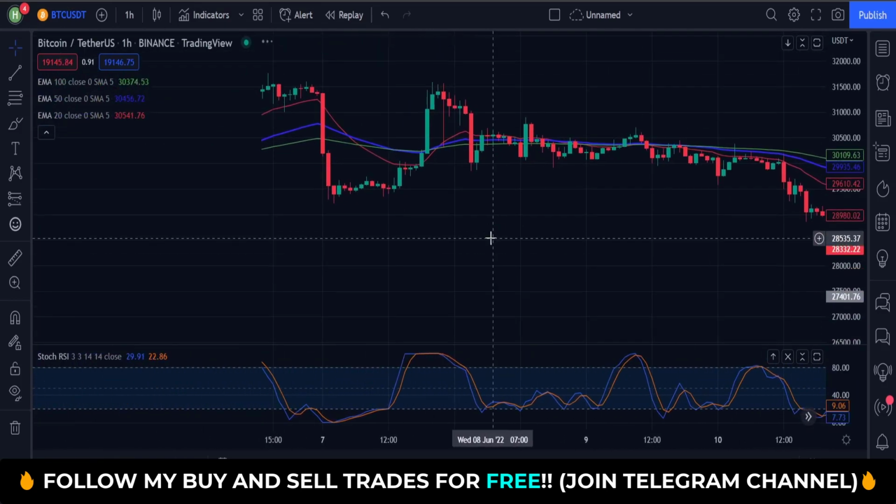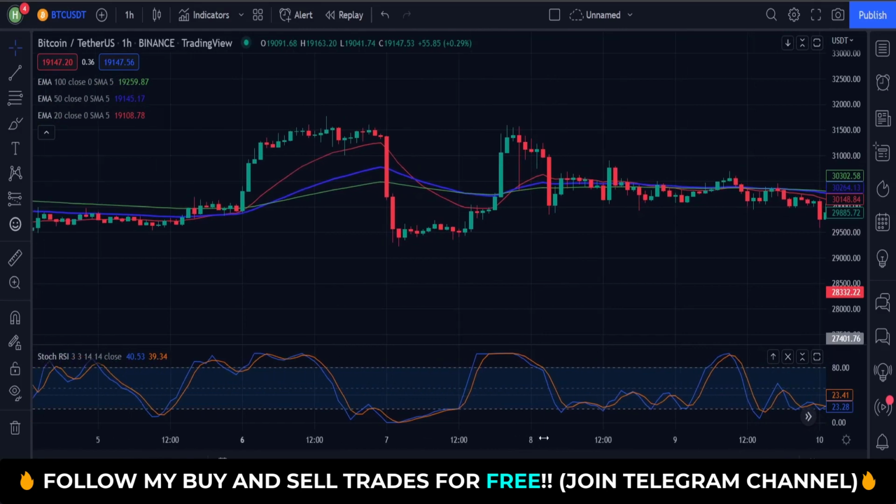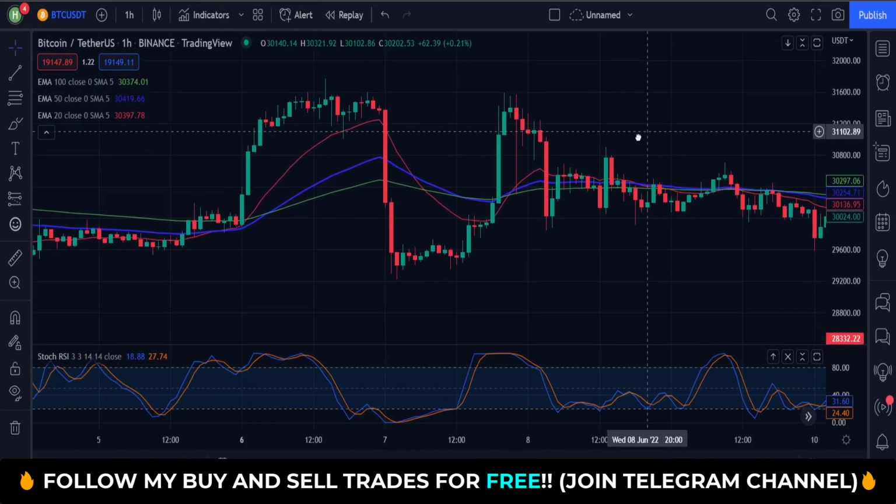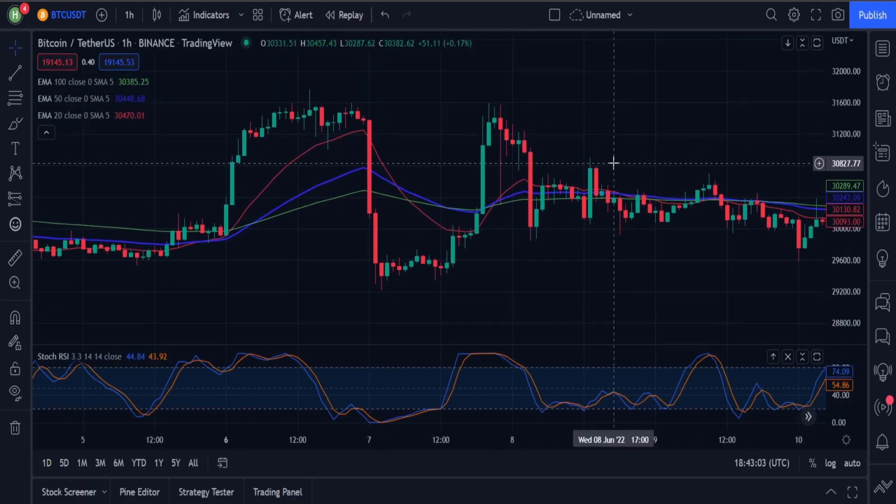I definitely recommend using the improvised strategy over the first one. But again, backtest it so that you can understand the potential of this strategy better.